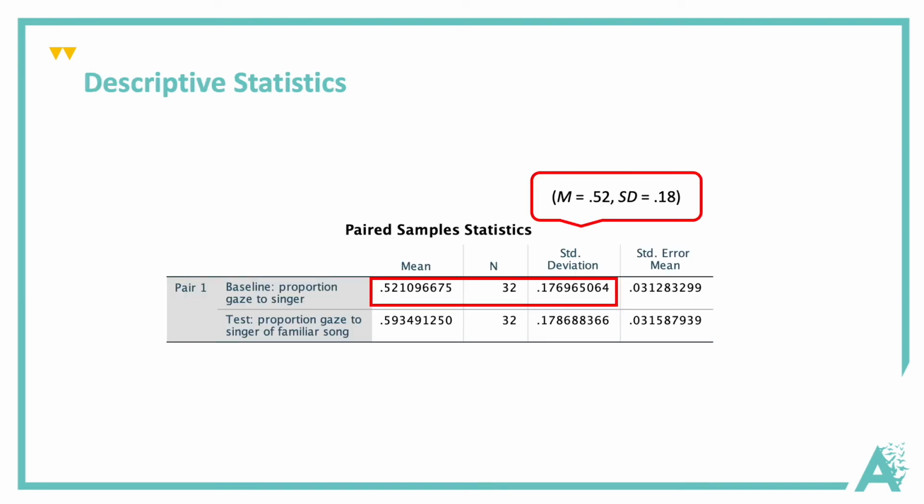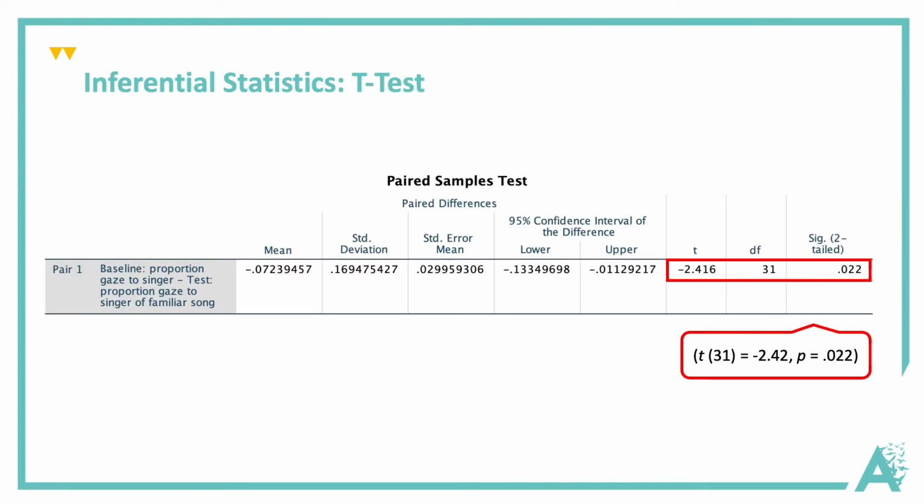Once you've conducted the paired samples t-test, the first part of the output is the descriptive statistics. We can see the mean proportion of gaze is higher at test to baseline. It increases from 0.52 to 0.59. Further down, you have the t-test output. There are 3 key values to report: the t-statistic, the degrees of freedom, and the p-value. Here we can see the t-test is statistically significant. Referring back to the means, we know that mean gaze proportion was significantly higher at test in comparison to baseline.